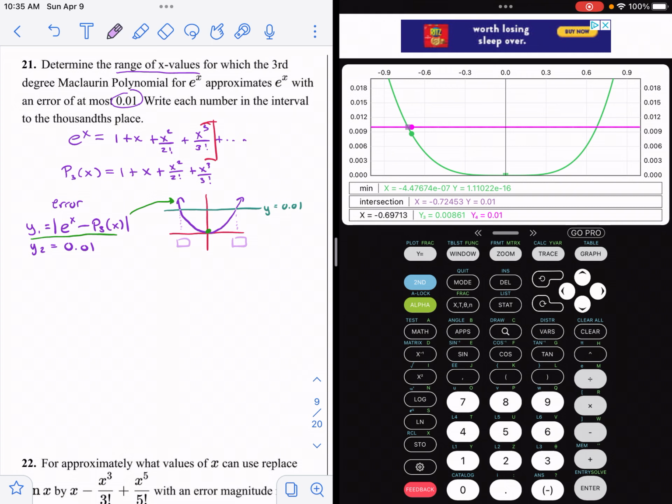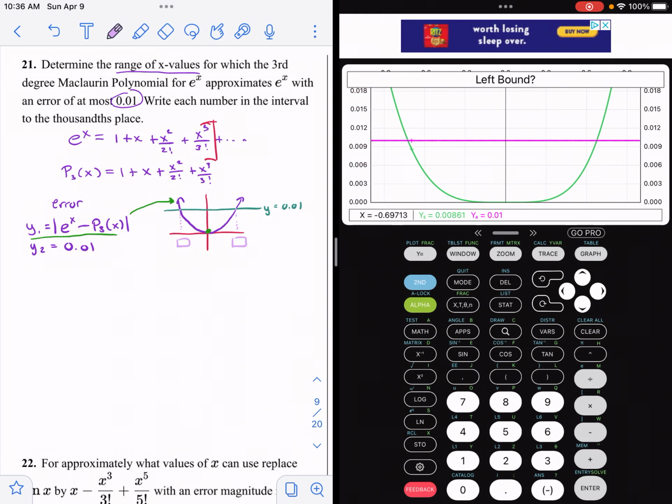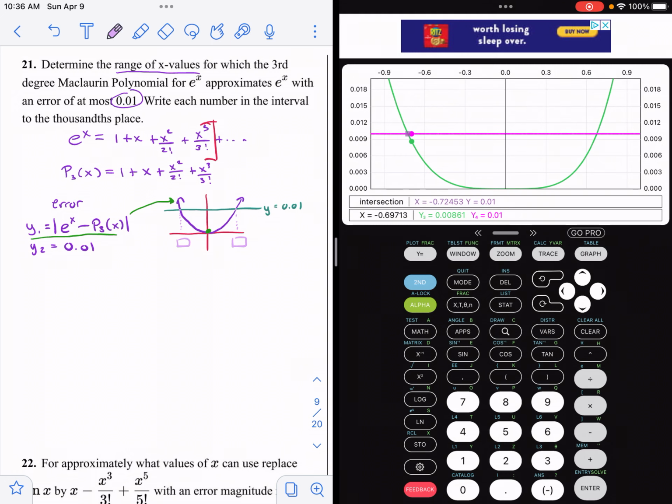I have to find the x values of the intersections. So I'm going to hit second calculate, and then 5. This is probably a little bit different calculator than yours, so use whatever your calculator does. All right, and so there's the intersection. The first one is x equals negative 0.72453. I'm going to round that to negative 0.724. Because if you truncate it there, you've moved a little bit closer to 0, where the error is still going to be below 0.01. So I'm going to put negative 0.724.